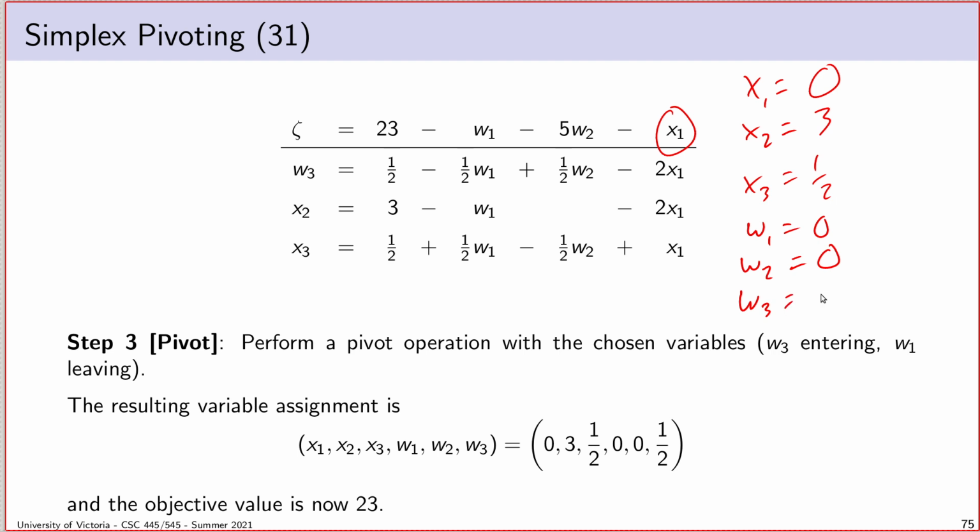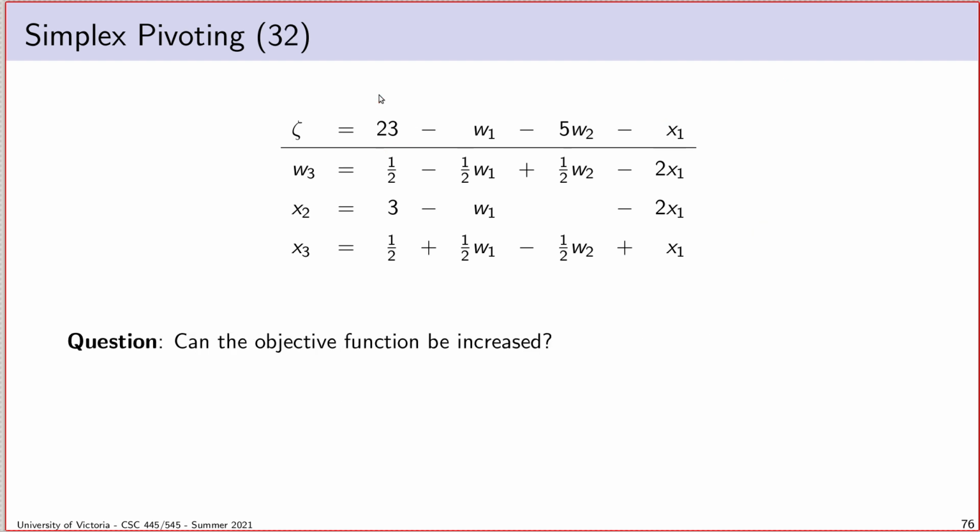W3 is equal to 1/2. And my objective value is now 23. And then just as with any other iteration, the next question is, can I increase my objective value further? And in this case, we might notice that the answer is actually no. Because everything has a negative sign in front of it, there is no variable that I could increase to be a non-zero value that would improve my objective value.